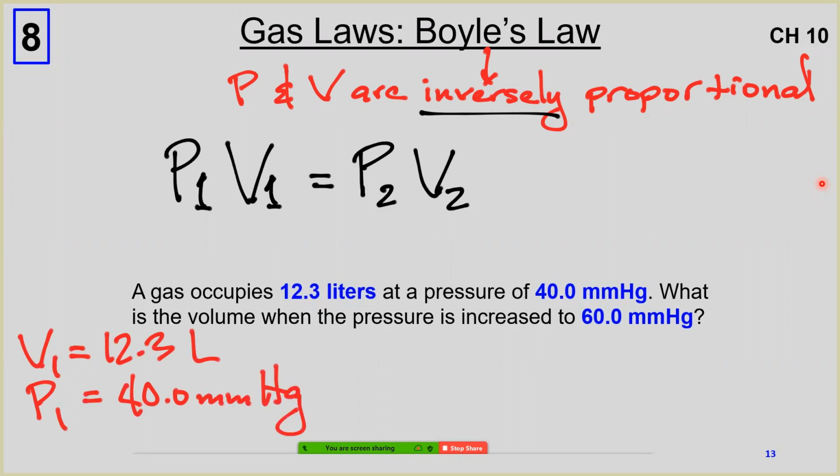Okay. And then it also tells us what the pressure that we're changing it to, right? So we're increasing the pressure to 60 millimeter mercury. So that's going to be our second pressure, our final pressure, P2. So the question here is, what would happen to the volume, right? What would be the volume if we were to increase the pressure from 40 to 60 millimeter mercury? So we're trying to calculate V2 here. What is the final volume?